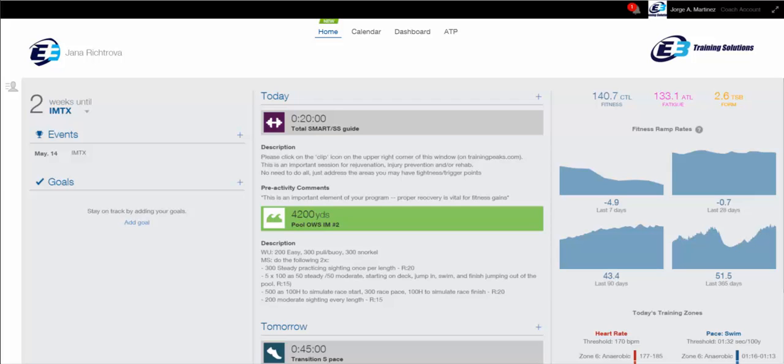Doing this simple video as a way to help you understand some of the new features on the TrainingPeaks log. This is something that some of you requested, just to better understand some of these features and, most importantly, some of the concepts and graphs that are included.